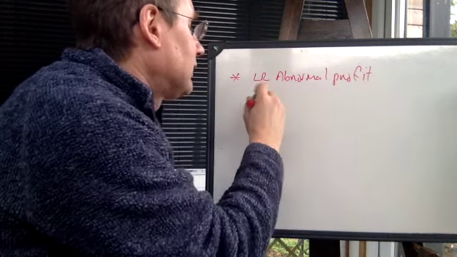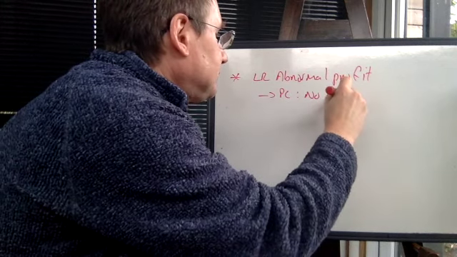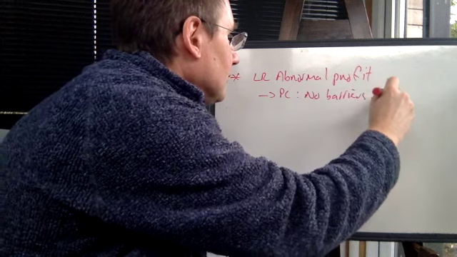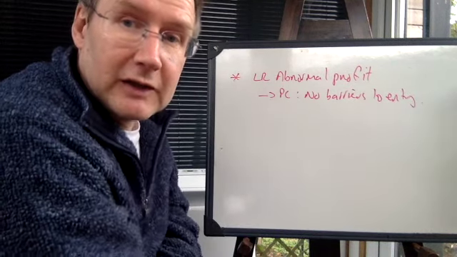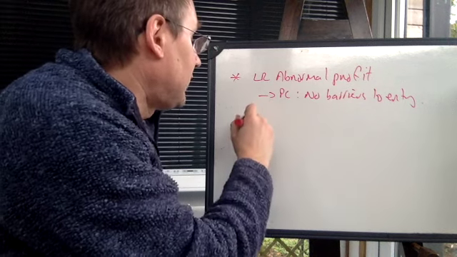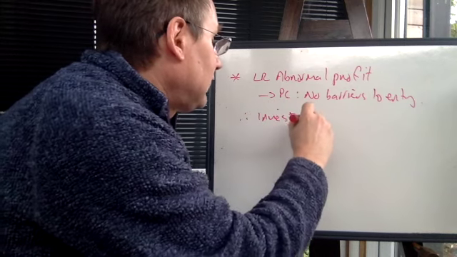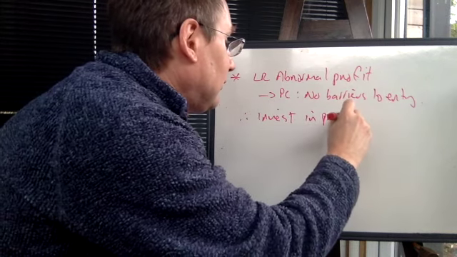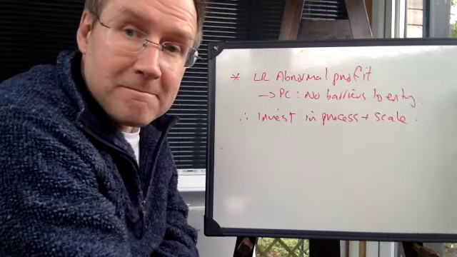We've said that in perfect competition there are no barriers to entry. Therefore, there are no funds for reinvestment. So in monopoly, there's abnormal profit. Therefore, they can invest in process and scale. Come to a diagram in a minute.